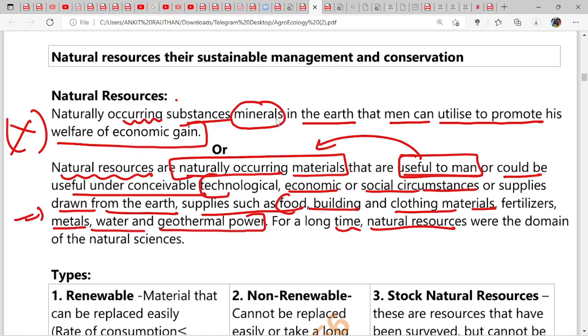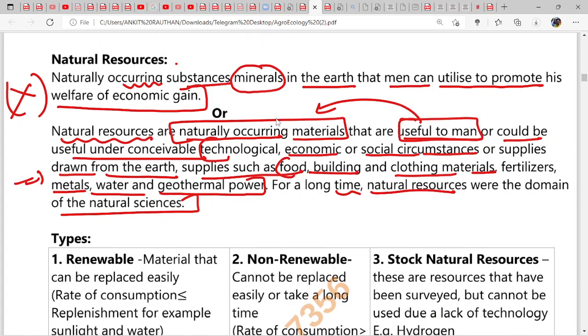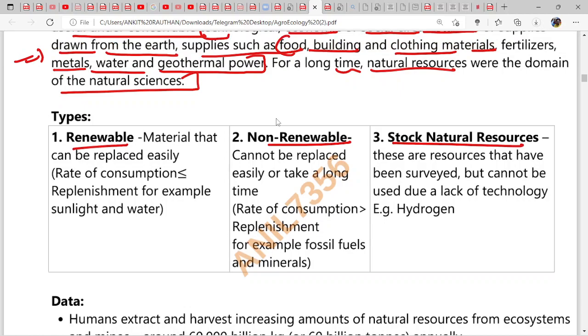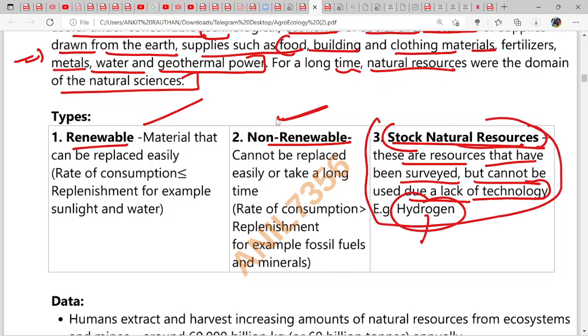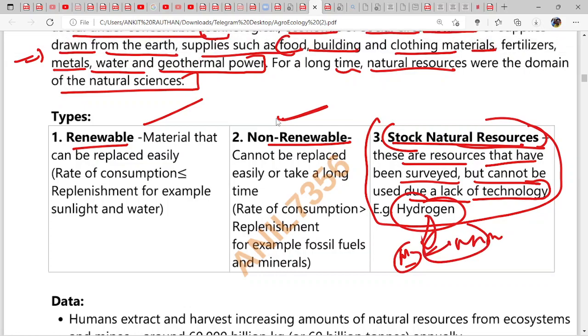For a long time, natural resources were the domain of natural sciences. So basically, natural resources include many things. How many types? Renewable, non-renewable, and stock natural resources. You must have heard this before, but we will talk about stock natural resources. These are resources that have been surveyed but cannot be used due to lack of technology, that is, stocked. Example: hydrogen, and recently we are trying to utilize it through the National Hydrogen Mission. So this is a stock natural resource. Renewable material can be replaced; non-renewable cannot be replaced, and it will take a long time.